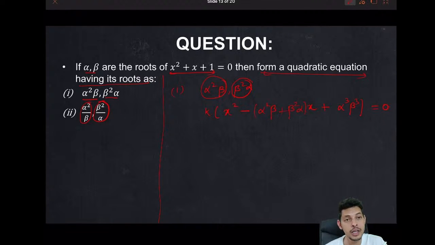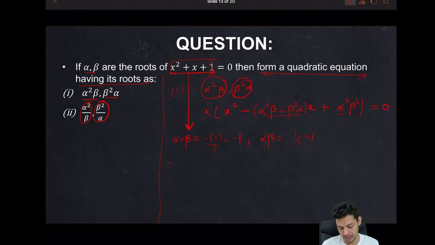But of course we cannot leave our answer in terms of alpha beta, so we must be able to attain a value for these two. For that we will take help of this given quadratic. Because alpha, beta are roots of this quadratic, the sum of roots is minus b by a, so minus b by a will become minus of 1 by 1, which is minus 1. And the product of roots is c by a, so that will be 1 upon 1, which is 1. Once you have done this, the question is solved.